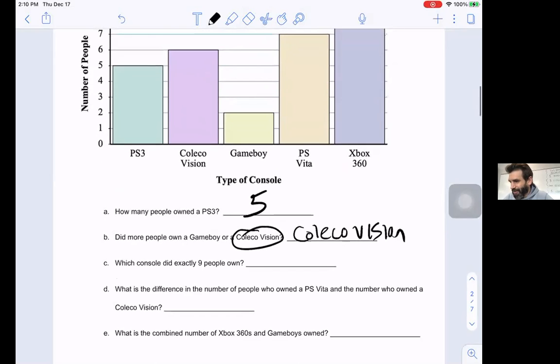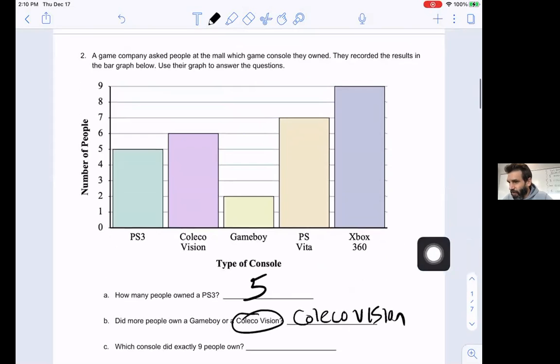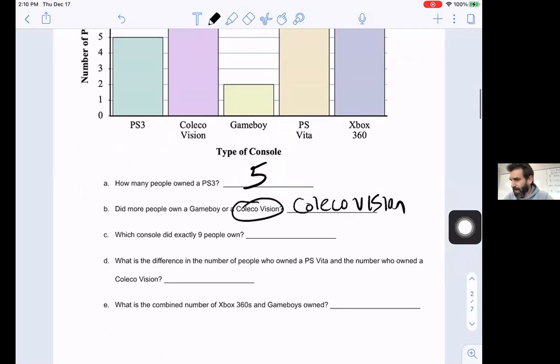Okay, which console did exactly 9 people own? So maybe the way I want to do this is, okay, I'm going to go all the way up here to 9, and then scroll over. Oh, here's a bar. So from this survey, it looks like 9 people owned the Xbox 360. So Xbox 360 is what 9 people owned.